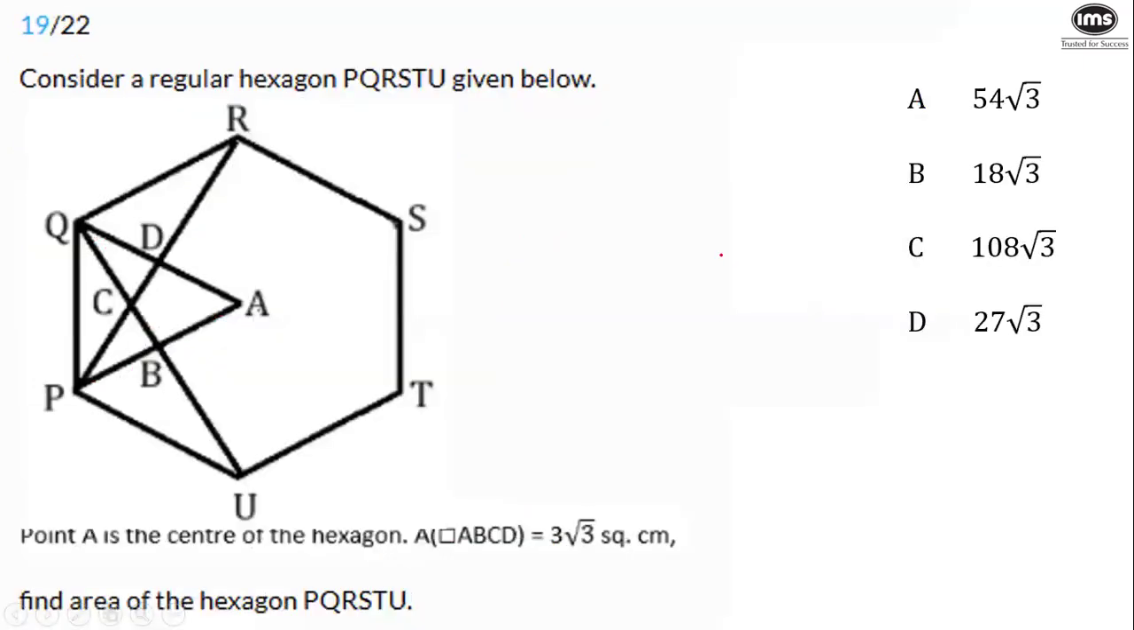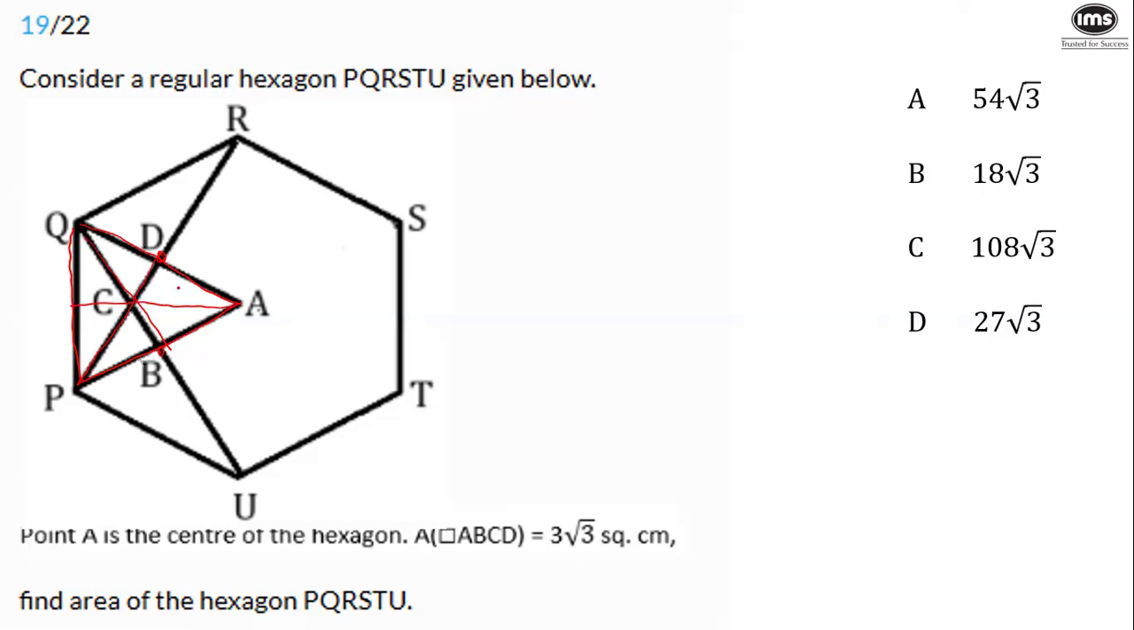Now, the last question that I have selected here, we have a regular hexagon. Remember, I keep saying a regular hexagon is nothing but 6 equilateral triangles. So we have 6 equilateral triangles here. Now, this is one of them. APQ is one of the 6 equilateral triangles. D will be the midpoint, B will be the midpoint. So QB is a median, DP is also a median.